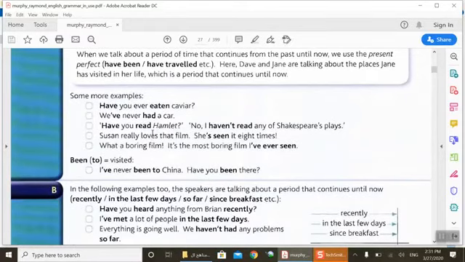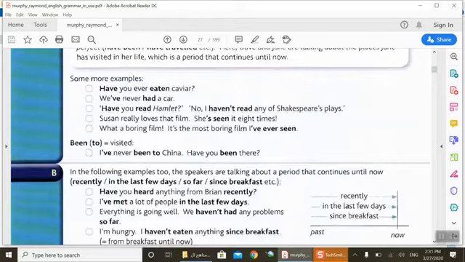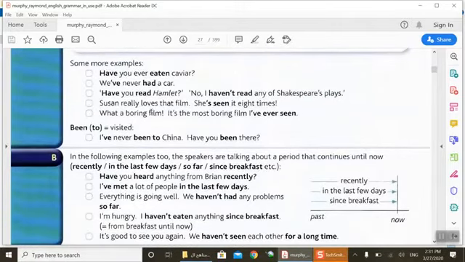Someone asks you: did you see Titanic, the film? He says, yes, I have seen Titanic twice. Or I have seen Titanic many times. Susan really loves that film. She's seen it 8 times. 9 times, she has watched it from that time until now. What a boring film. It is the most boring film I've ever seen.